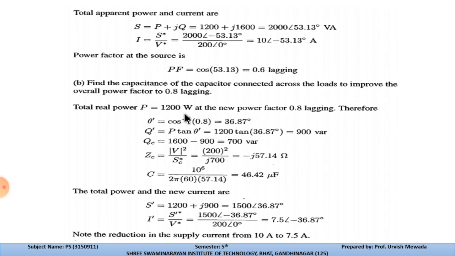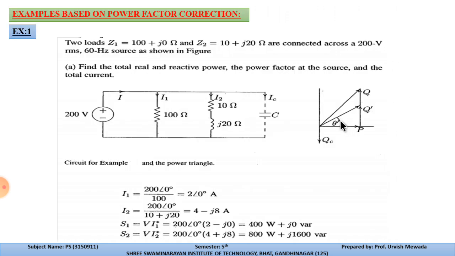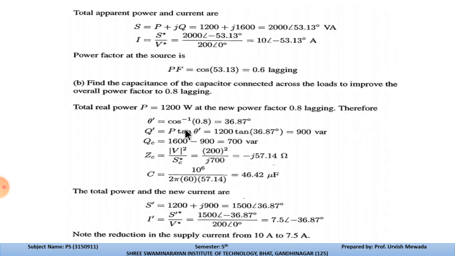So P is equal to 1200 watt real power, and the new power factor is 0.8 lagging. Therefore we now calculate theta dash, the new theta. You can see that this is the theta dash between P and Q dash. This was the previous one, and this is the new one. So for this new one we need to calculate theta dash. We know that cos theta is equal to 0.8, so theta dash is equal to cos inverse of 0.8. The angle which we get from this equation is 36.87.